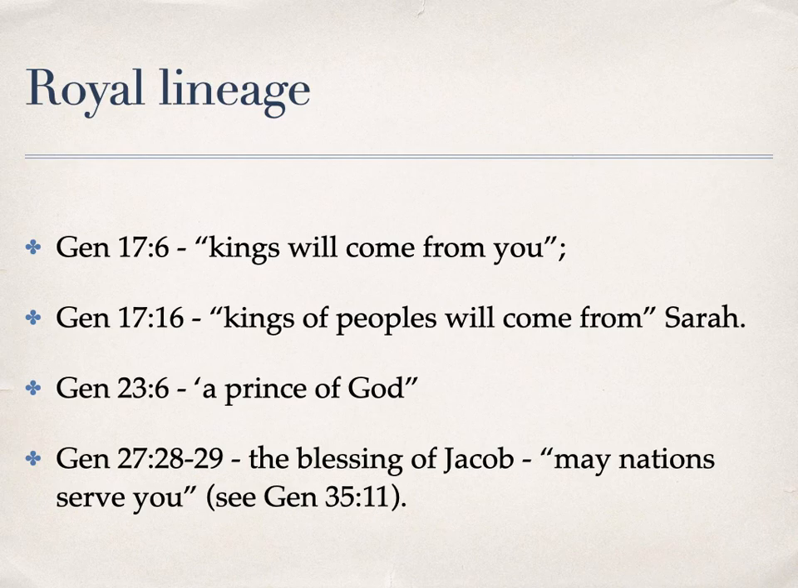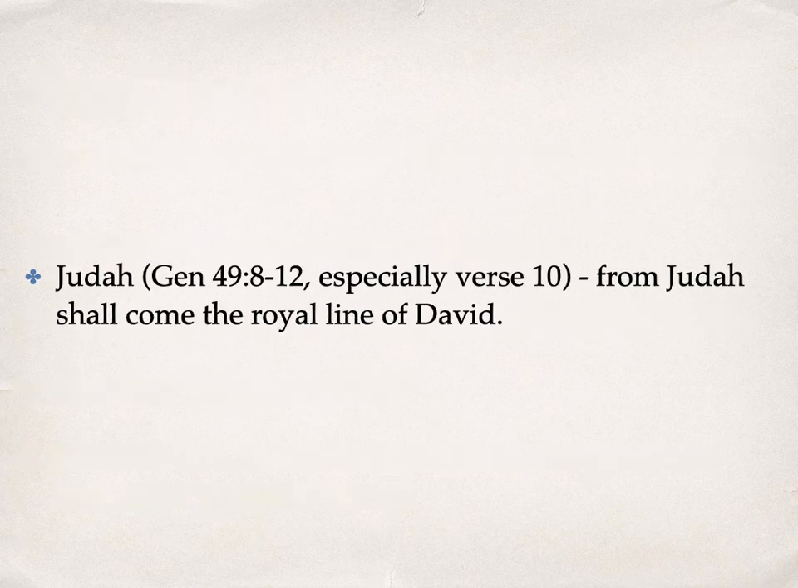Abraham and Sarah both receive that kind of promise: kings will come from you, or kings of peoples will come from Sarah. Abraham, already in his generation, is considered to be a prince of God. And when Isaac is blessing Jacob, his younger son, he says that many nations will serve him. Finally, when Jacob blesses all his sons, when he comes to Judah, he says that it is from Judah that the royal line of David shall come.